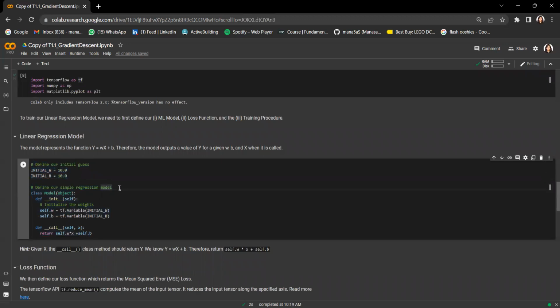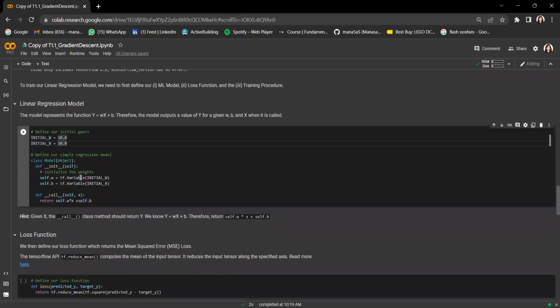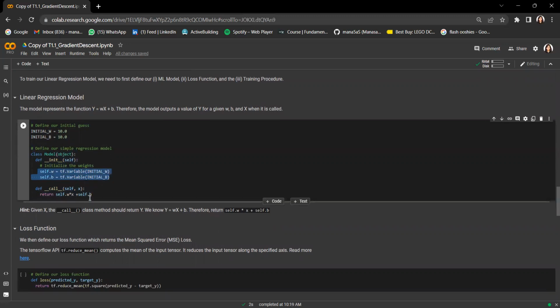We initially define a W and B value. In this case, we can just put them both as 10, but we already know that it's 2 and -1, but we're just going to put some random value. We're going to define a class, which is essentially going to be our model. It's going to take these W and B values and return Y. So whenever you call the model on a sample input value or a sample X value, this is going to return the predicted Y value, which would be WX plus B.